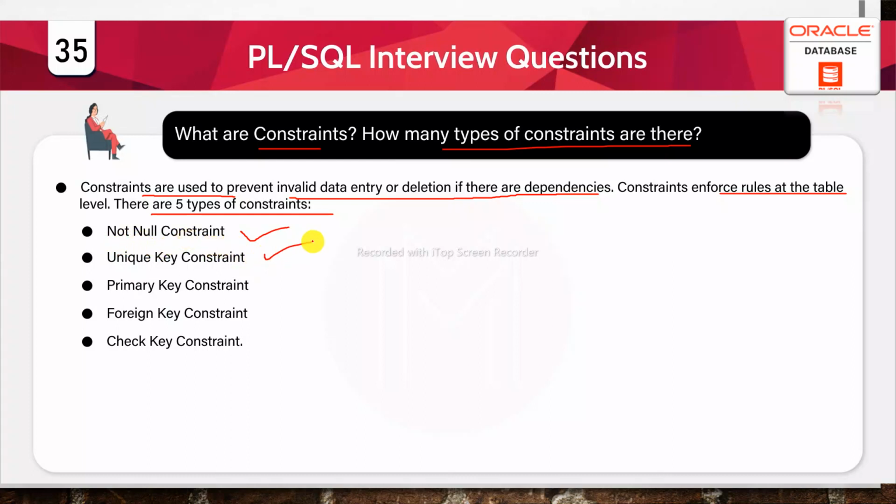Unique constraint: this column has all the records unique, so duplicate values are not allowed in the unique constraint column. Next, primary key constraint: in the primary key constraint, null values and duplicate values are not allowed, only unique values are allowed. Then the foreign key constraint is referential integrity. This foreign key constraint will be in the child table, and it will connect with the parent table. Next, we have the check constraint, which checks a condition. If the condition is true, then and only then will the data be inserted into the table.